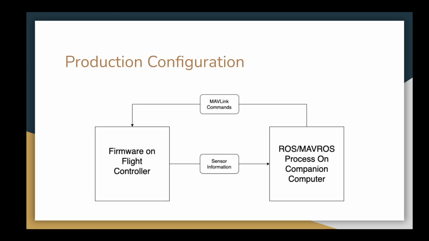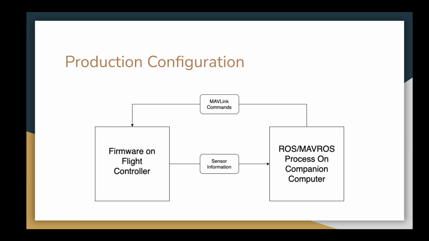Moving on, this is how the system would work in a production configuration without the Gazebo simulation. There is a physical flight controller on the drone that is responsible solely for the control of the drone and the inputs of certain sensors that may be important, like depth sensors for landing configurations, for example.